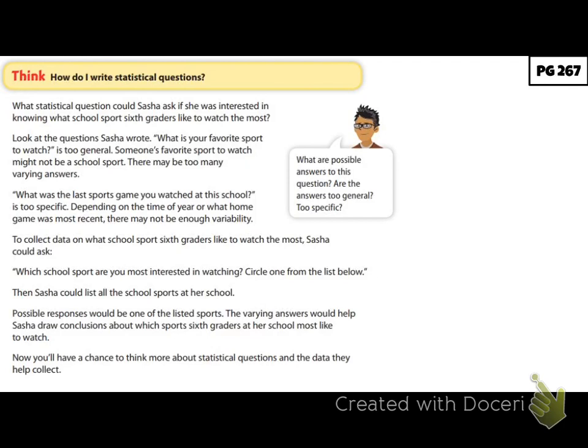So let's think about, how do you write statistical questions? What statistical question could Sasha ask if she was interested in knowing what school sport sixth graders like to watch the most? Look at the questions she wrote. What is your favorite sport to watch? That one is too general. Someone's favorite sport to watch might not be a school sport. There may be too many varying answers. Maybe some of it is sports that are not even part of the school. So that one might be too many different possibilities.